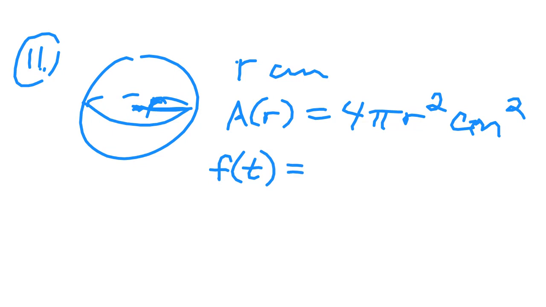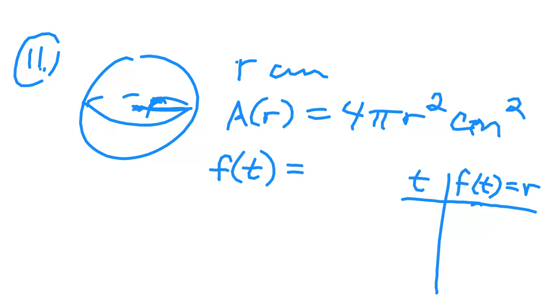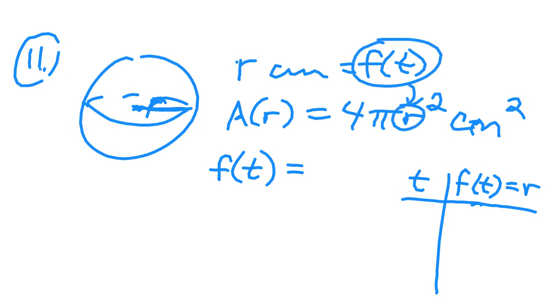One thing we could do is get a relationship. If we have t seconds, we want to know f of t, which is the radius at time t. So f of t is equal to r. If r equals f of t, then we can plug f of t in here for r. That becomes 4 pi times f of t quantity squared, square centimeters. But let's start with something easy.